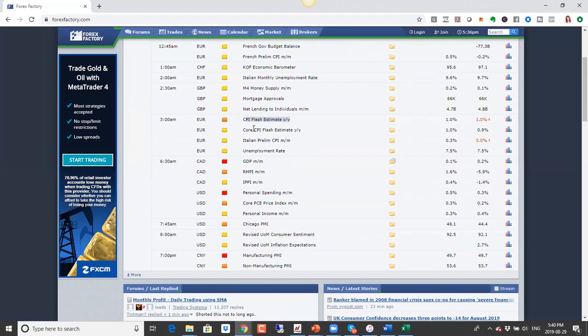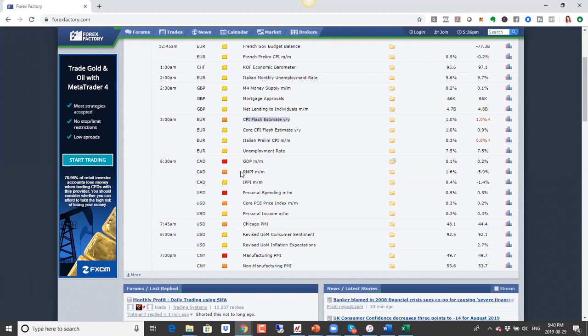We heard from the ECB today that they were not in a hurry to start their quantitative easing program again. But if the numbers come in below expectations, it would create sentiment that the market would be looking for the ECB to cut rates. So we need to keep that in mind.